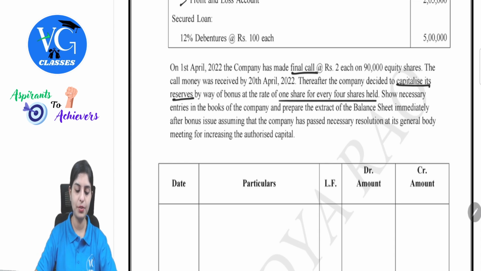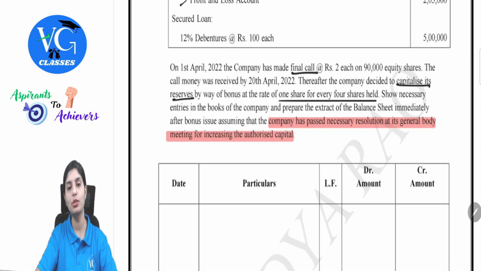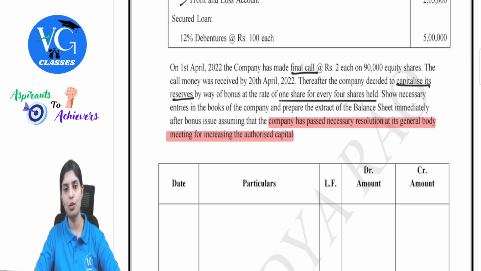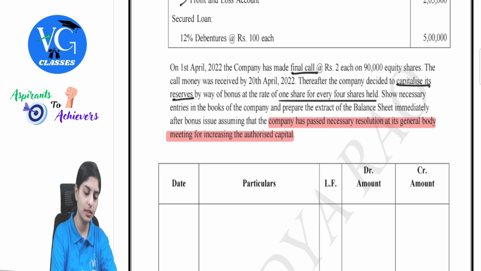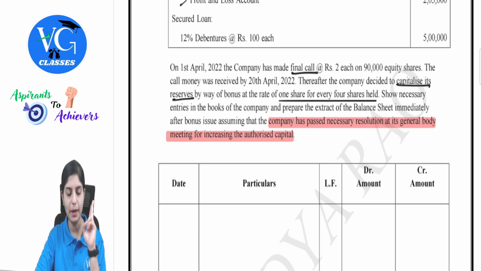Show necessary entries in the books of the company and prepare the extract of the balance sheet immediately after bonus issue, assuming that the company has passed the necessary resolution at a general body meeting for increasing the authorized capital. So this point also confirms that with bonus issue, there is an impact on authorized capital, which is your maximum capital. So let's first record the entries. They are asking you two things: first record the entries and then give the extract of balance sheet.